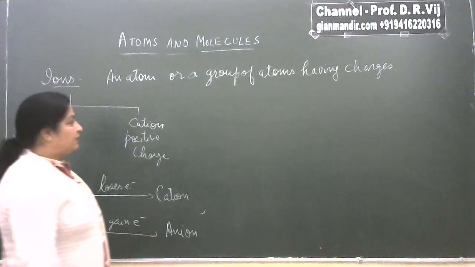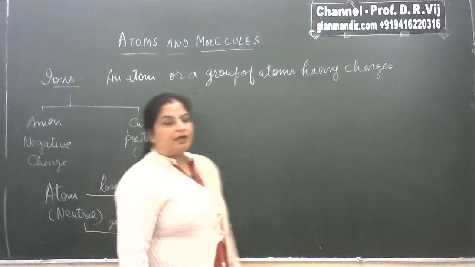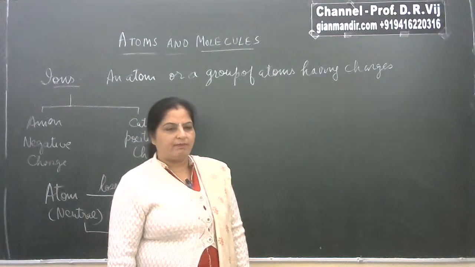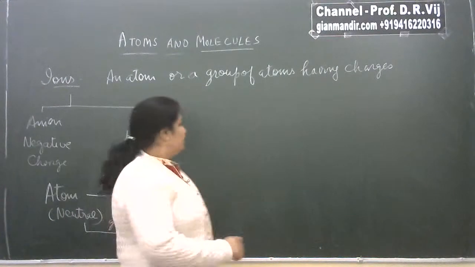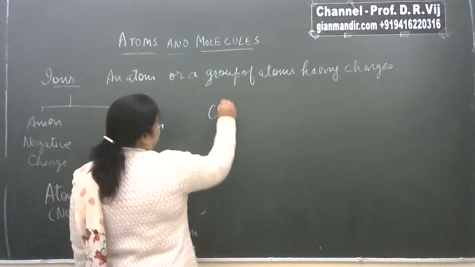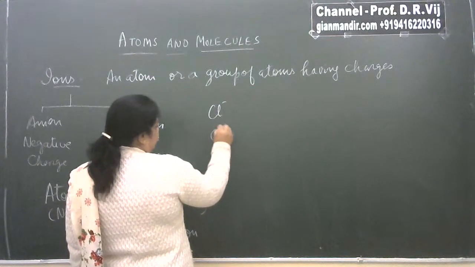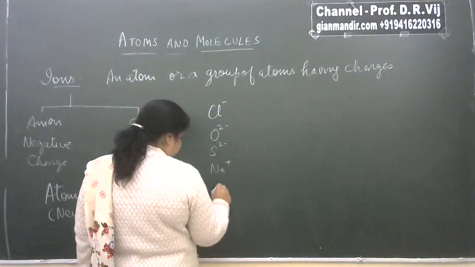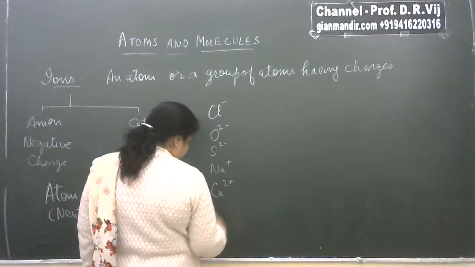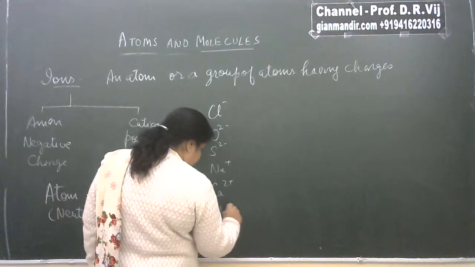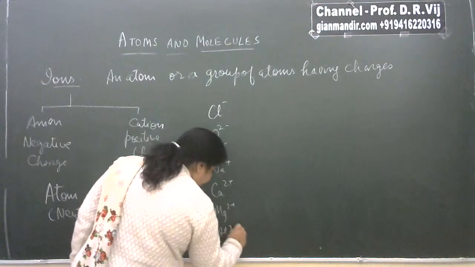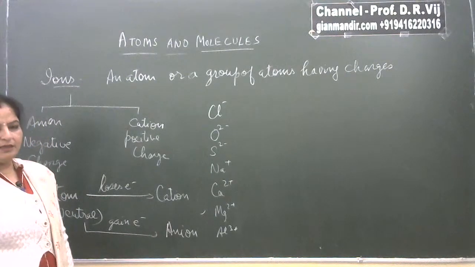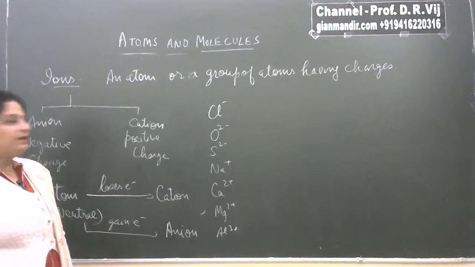Like molecules, the ions can also have different atomicity. The ions can be monoatomic, diatomic or polyatomic. For example, ions like Cl⁻, O²⁻, S²⁻, Na⁺, Ca²⁺, Mg²⁺, Al³⁺ are all monoatomic ions, as they have only one atom.